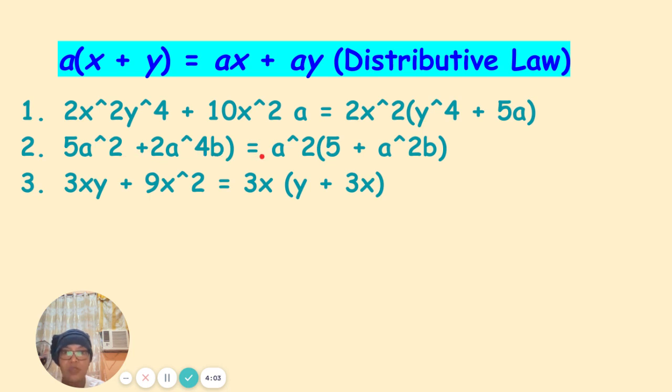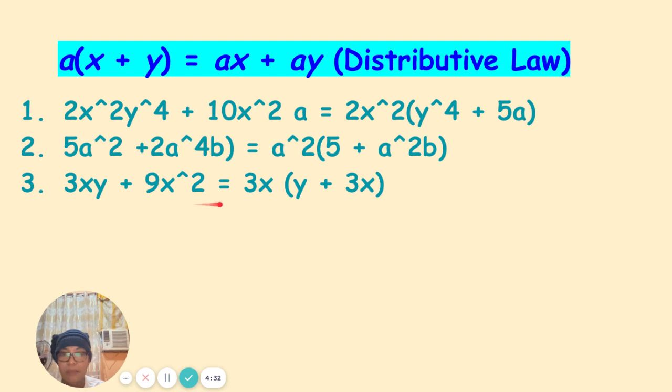Okay? Ano yung common sa kanila? Of course, yung a squared. Okay? So, a to the fourth is actually the product of 2a squared, right? So, the common factor is a squared. Then, you write open close parenthesis. So, you write yung naiwan, which is 5. Then, the other a squared, then b. So, this is your factor.